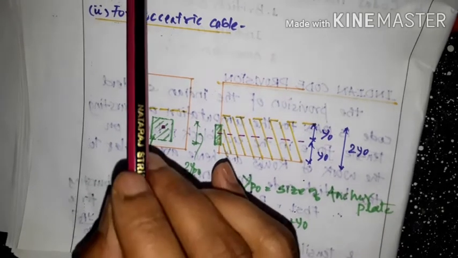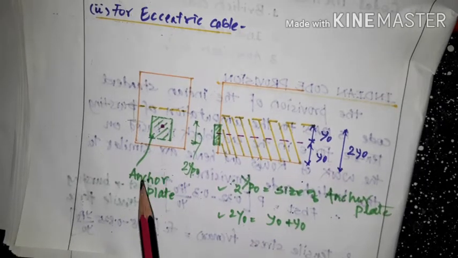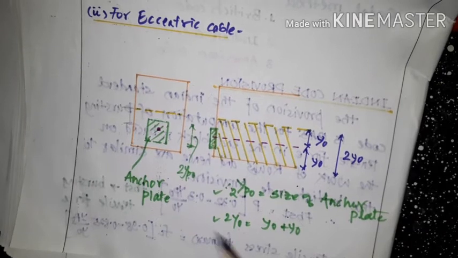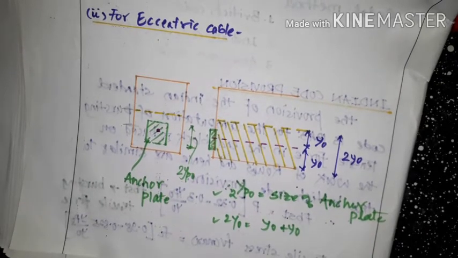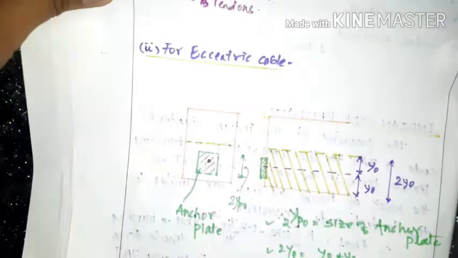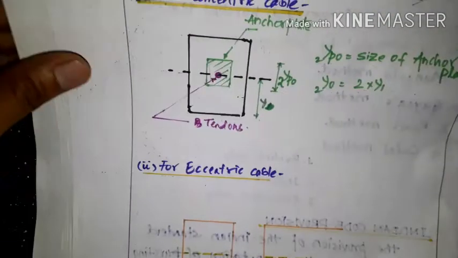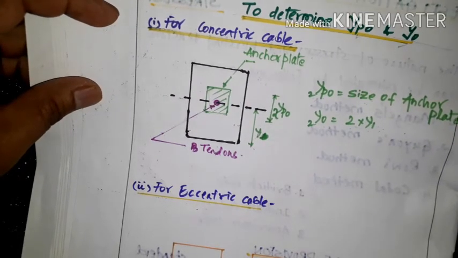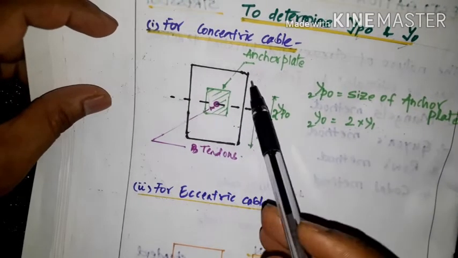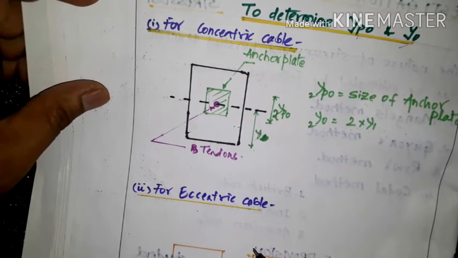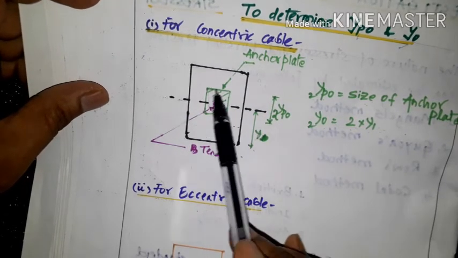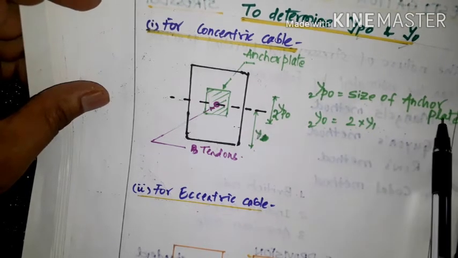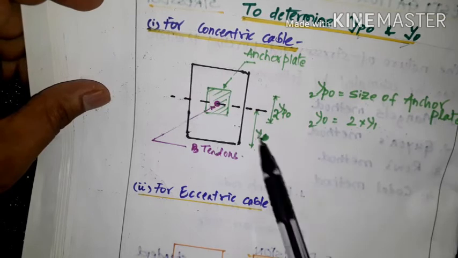So this way, if the cable is concentric and the cable is eccentric, you have to utilize the values of yp naught and y naught. This is based on the location of the cable, whether the cable is concentric or eccentric. If the cable is concentric, directly yp naught is the size of the anchor plate, and y naught is 2 times y1.